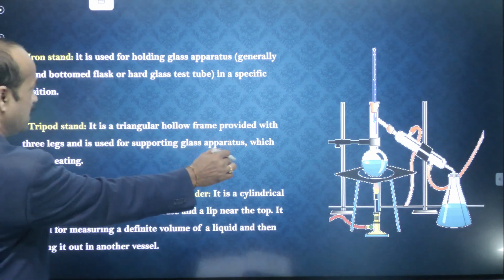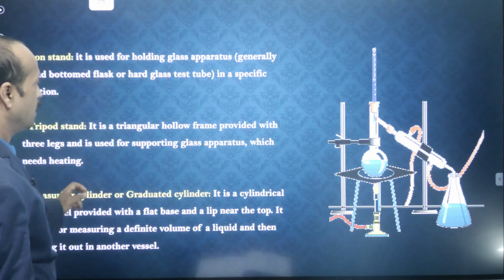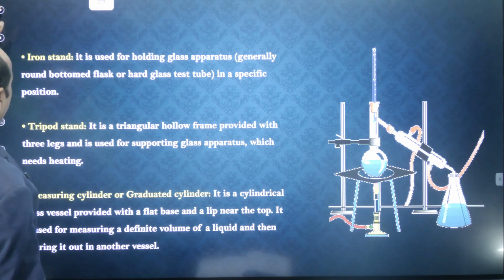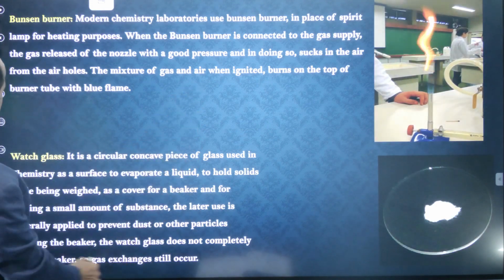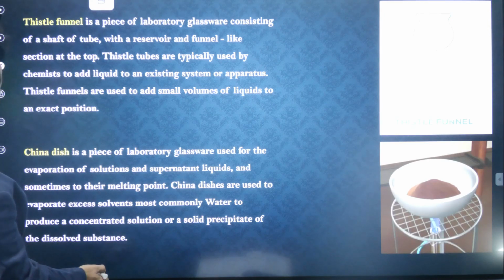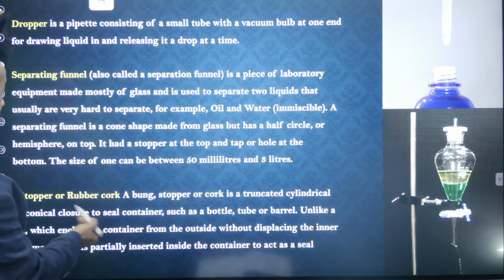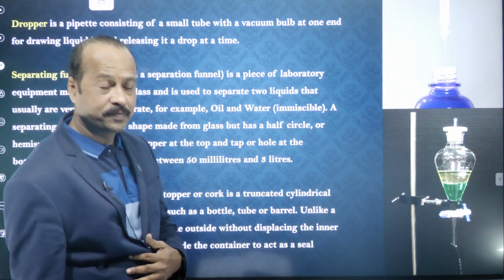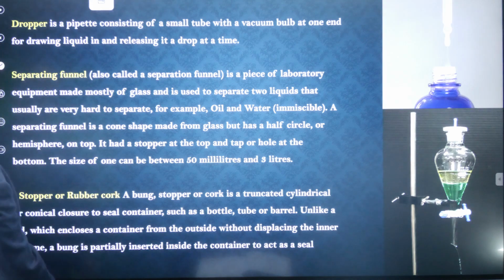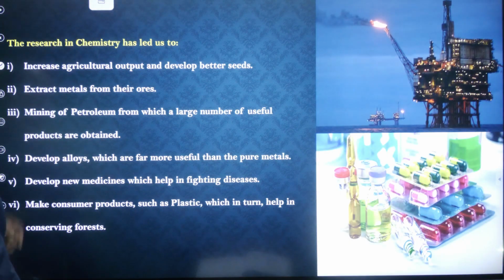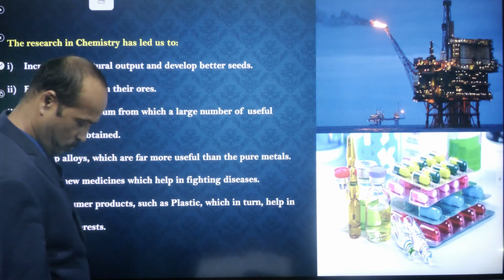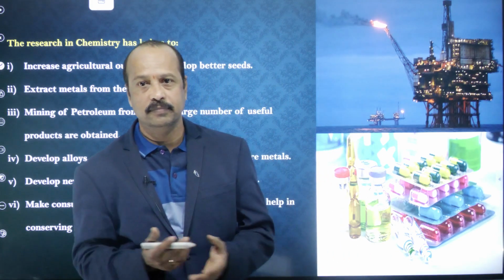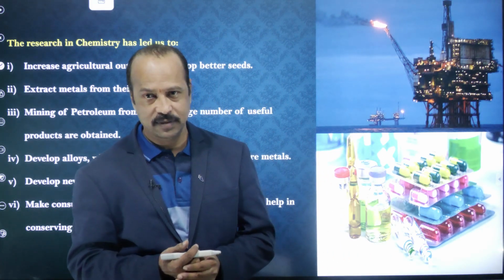Iron stand. So this is an iron stand here. Tripod stand. So this is a tripod stand. Measuring cylinder. So Bunsen burner, watch glass, crystal funnel, china dish. Dropper, separating funnel, which I explained is used to separate oil and water. And this is stopper and rubber cork and so on. Okay. So students, yesterday we discussed all these things which we commonly, regularly use in the laboratories, right?